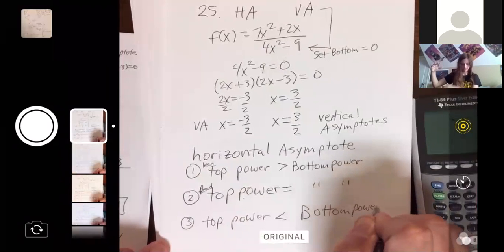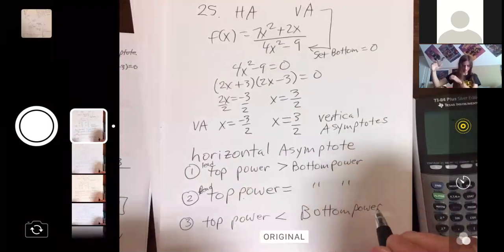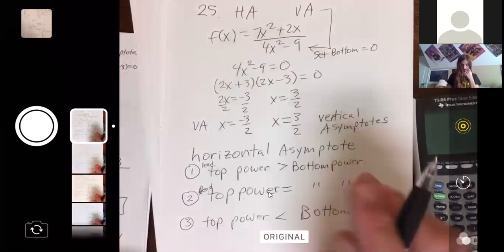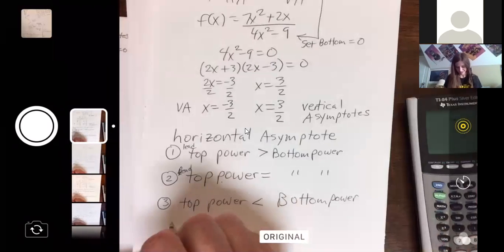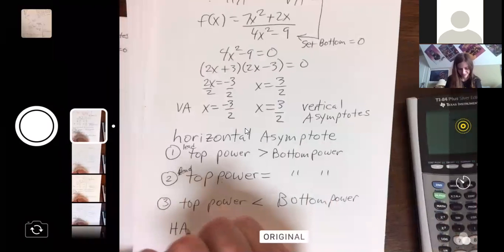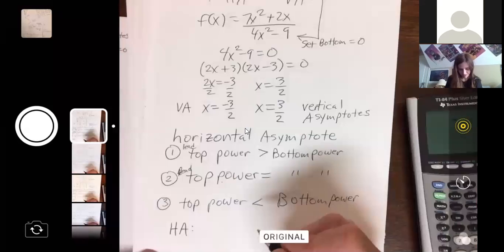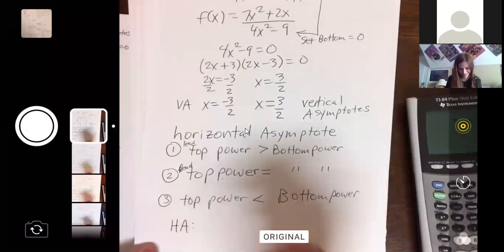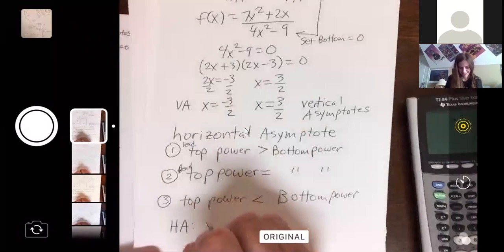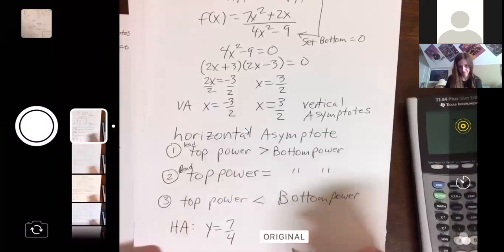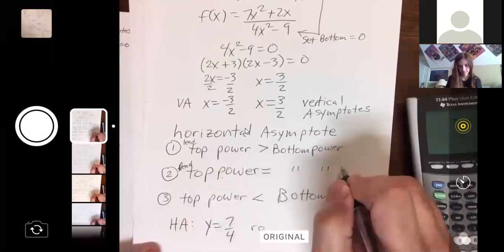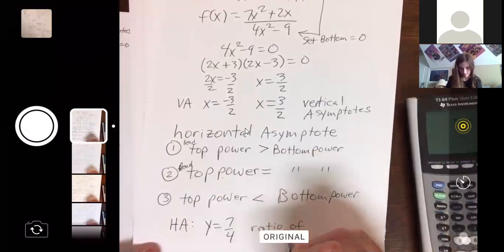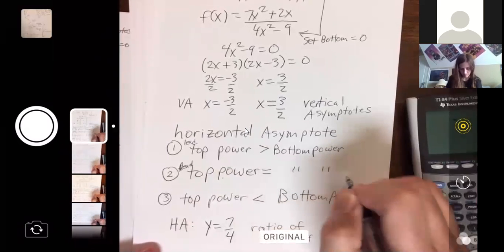You remember what happens when your top power equals your bottom power? You divide the constants, the numbers out in front, right? Outstanding. So the horizontal asymptote on this one will be y equals 7/4, the ratio of lead coefficients. That's what you get when they're equal.